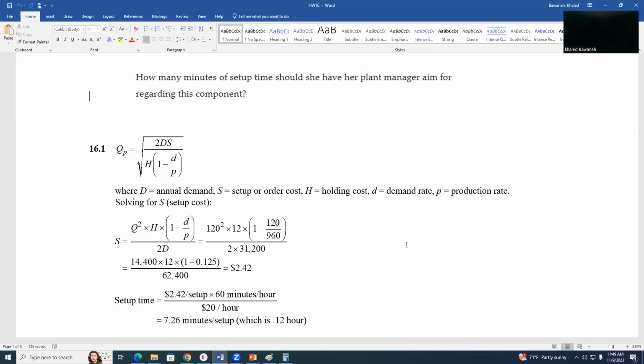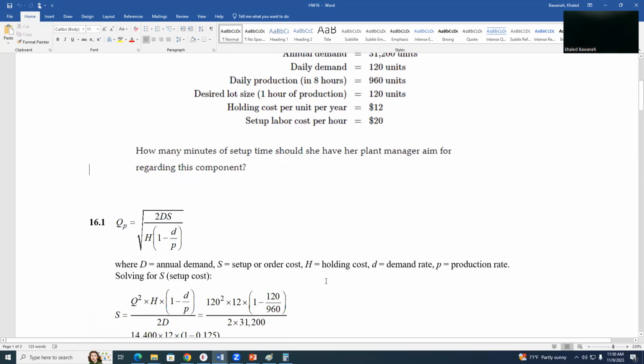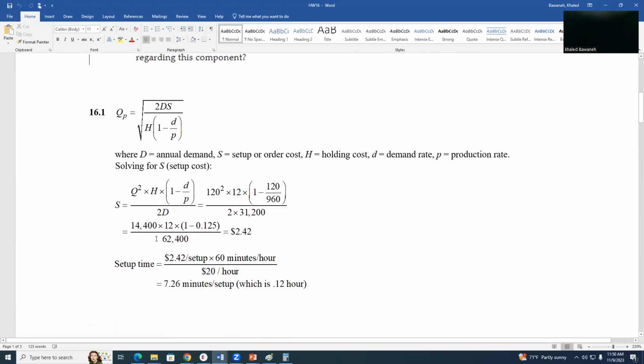Holding cost P, so we find the Q. How much Q was? Oh, okay, it's given. So since it's given, we directly find the setup time. So I square both sides. You don't have to do that, it's already done here. You just take this equation and you plug in the numbers.